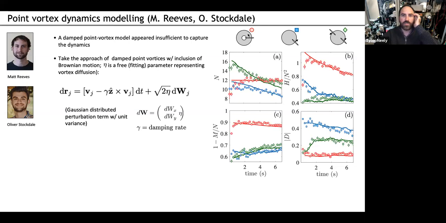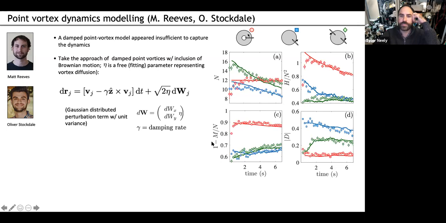So here's an example of taking those initial experimental configurations and then doing point vortex modeling of them. These are the three different experiments shown with different symbols: the central cluster, the side one with the blue squares, and the double cluster with the green diamonds. And here are the various parameters we might be interested in: the number of vortices as a function of hold time, the dipole moment, which is essentially a measure of just how off axis the cluster of vortices is, the energy normalized by N squared, and the angular momentum.